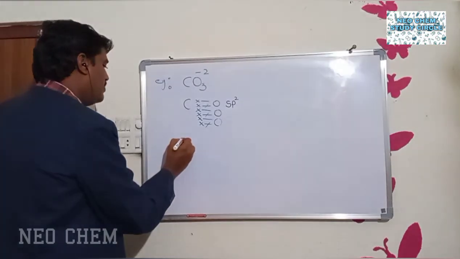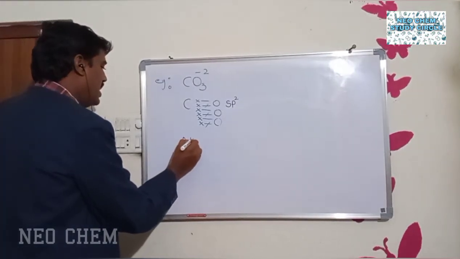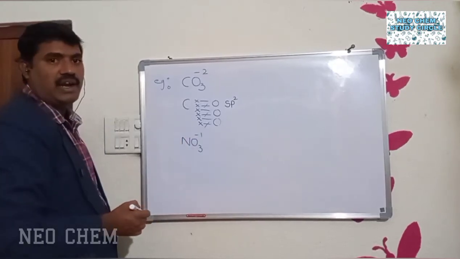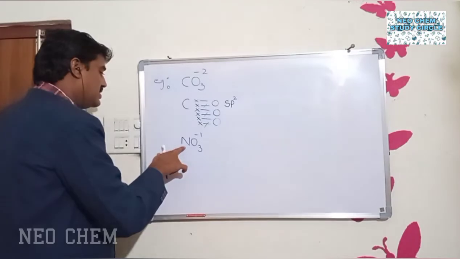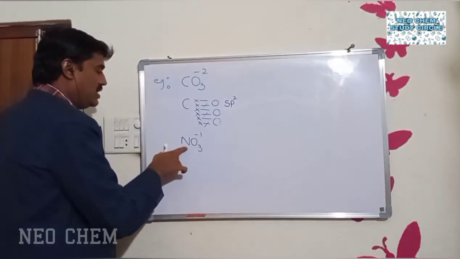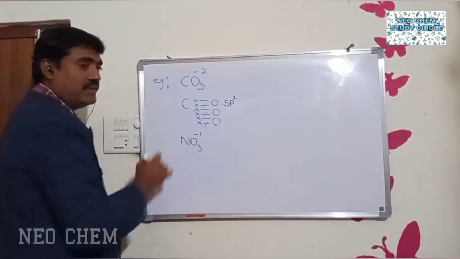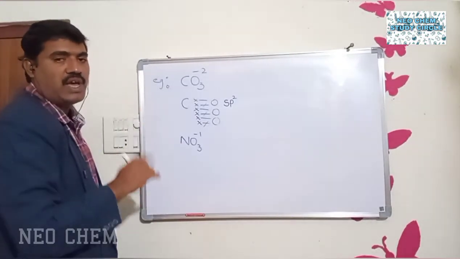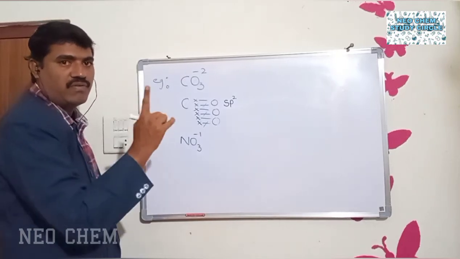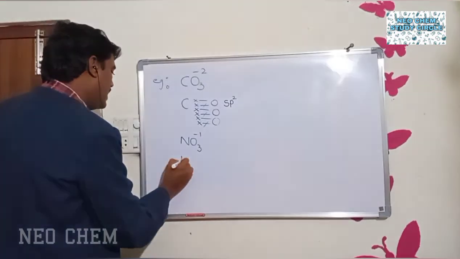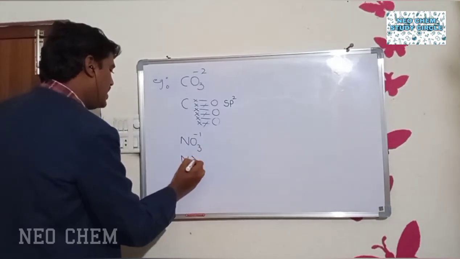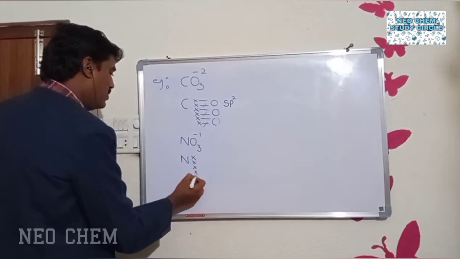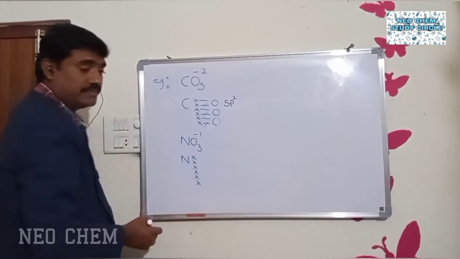Let us take one more example, that is NO3 minus 1, the nitrate ion. In this, the central atom is nitrogen. It is carrying one negative charge. So nitrogen should have 6 valency electrons due to the presence of one negative charge. So we should write 6 valency electrons beside the nitrogen: first one, second, third, fourth, fifth, and sixth one.